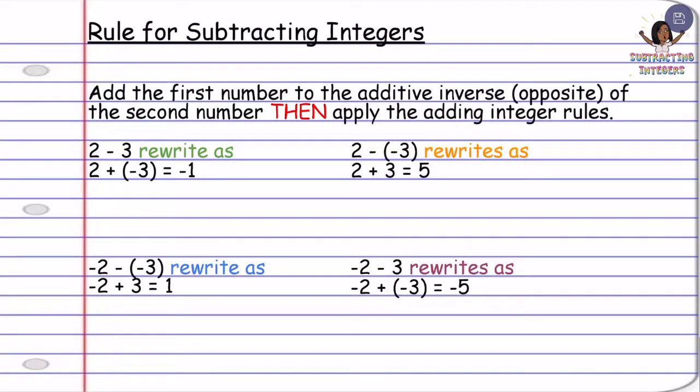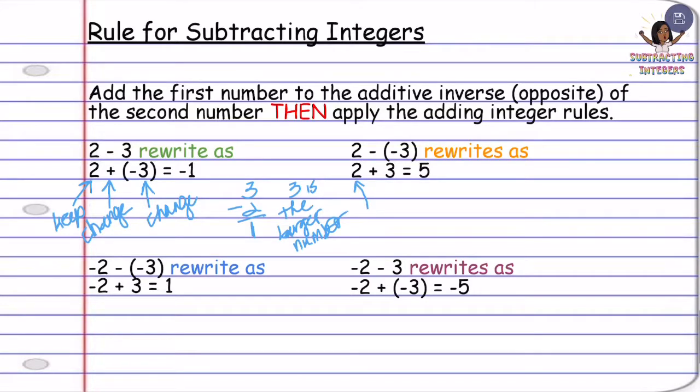Now let's move to subtracting integers. The rule is add the first number to the additive inverse, or the opposite, of the second number, then apply the adding integers rule. For the first example, we have 2 minus 3. So I will rewrite that as 2 plus negative 3. As you can see, I keep the first number, I change my subtraction sign to addition, and I change my positive 3 to a negative 3. Then I apply my adding integers rule, and I get 3 minus 2 because they are different signs, and I'm going to get a negative 1 because the 3 has the highest absolute value out of the 2 and the negative 3.